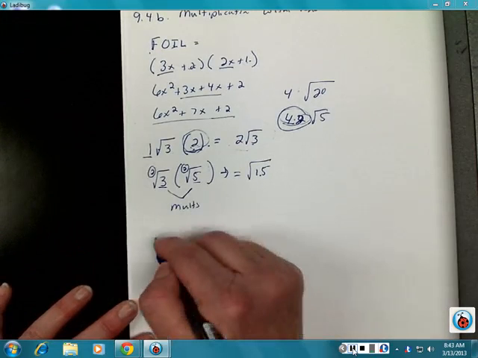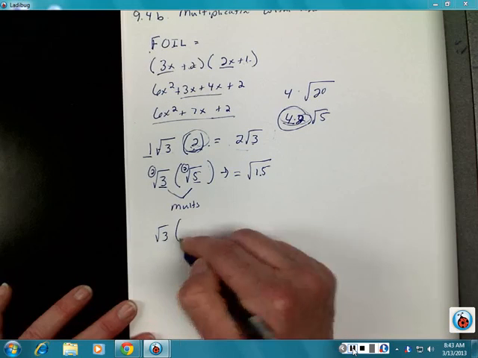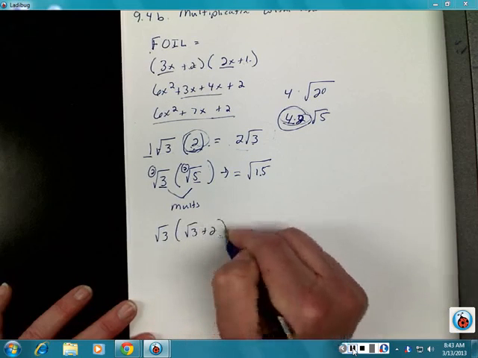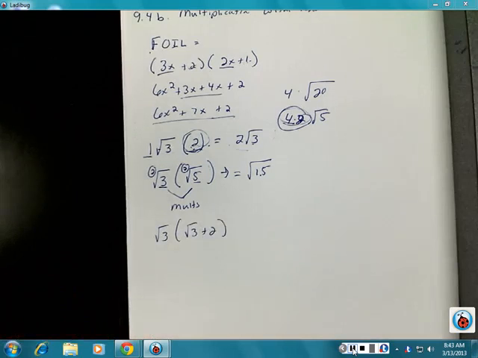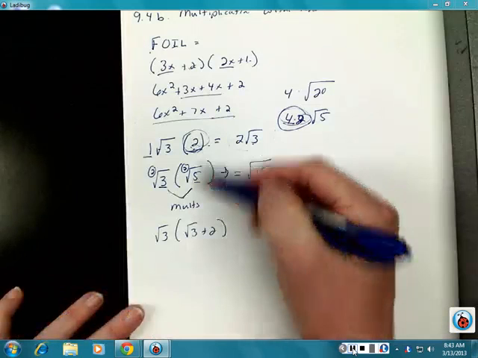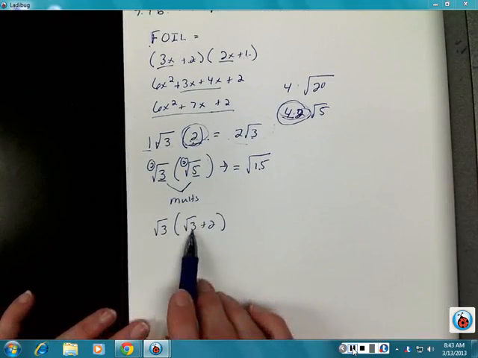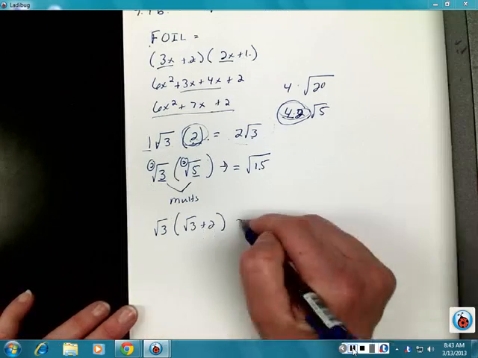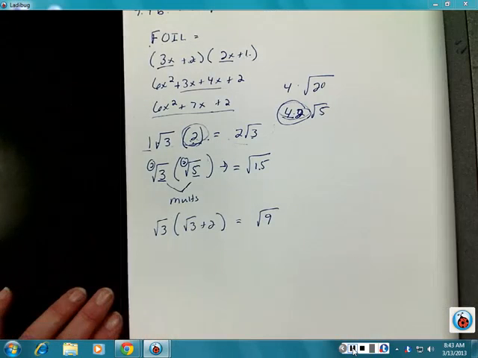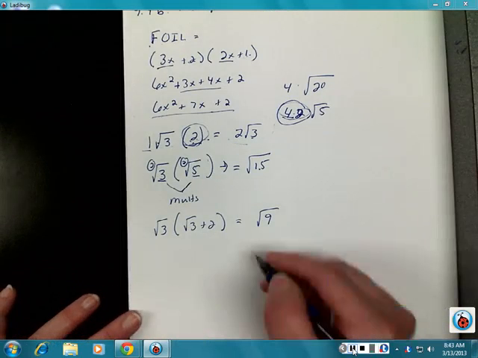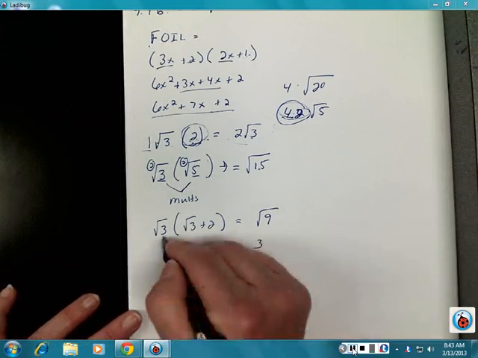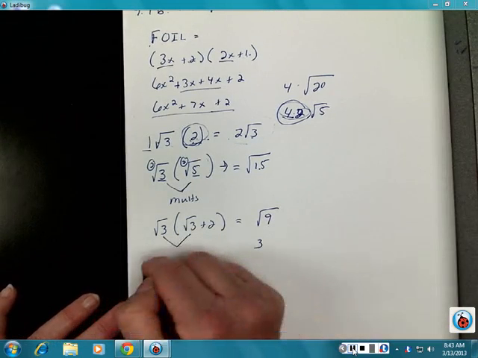So then if you have the square root of 3 times the square root of 3 plus 2, now I just put my two things that I was doing up above together. Square root of 3 times the square root of 3, what does that give me? Well, that gives me the square root of 9. And what do I know about square root of 9? Square root of 9 is 3, right? It's a perfect square, 3.